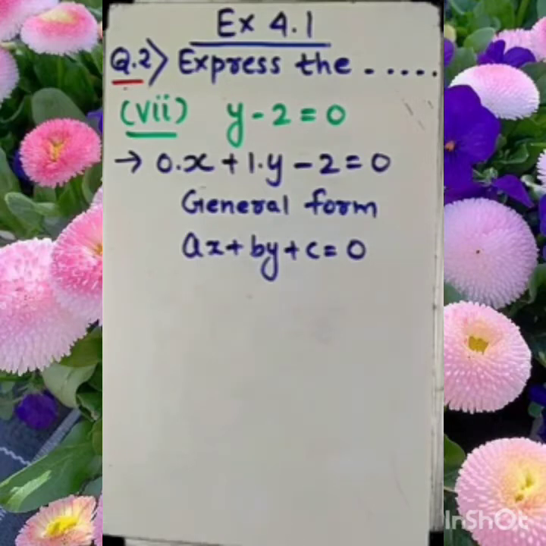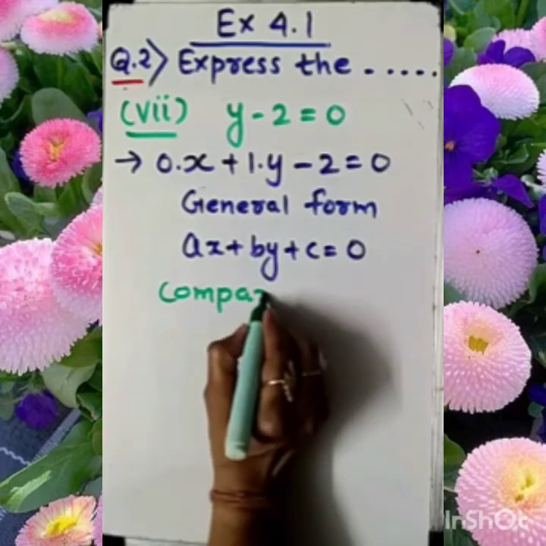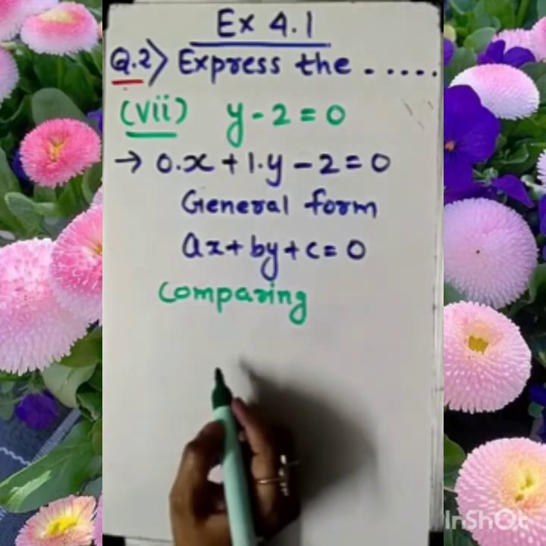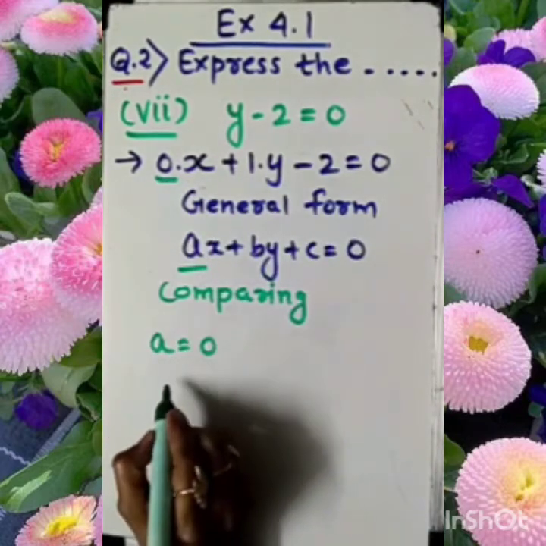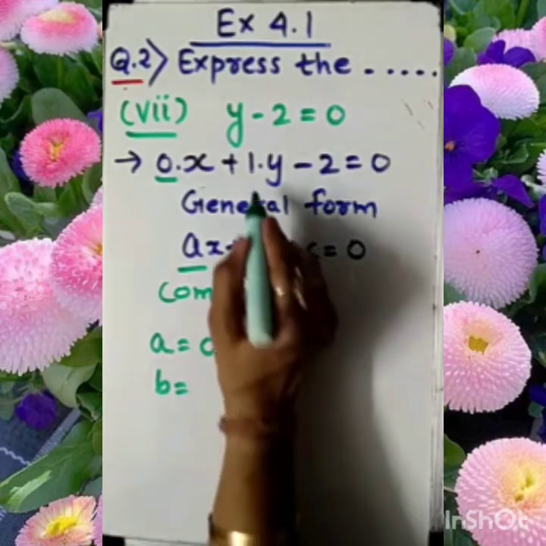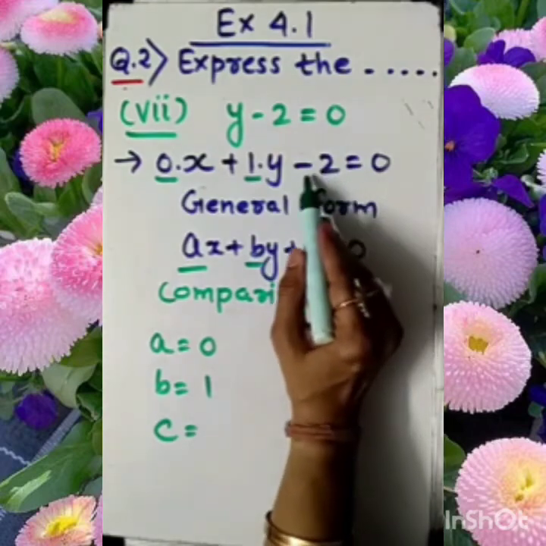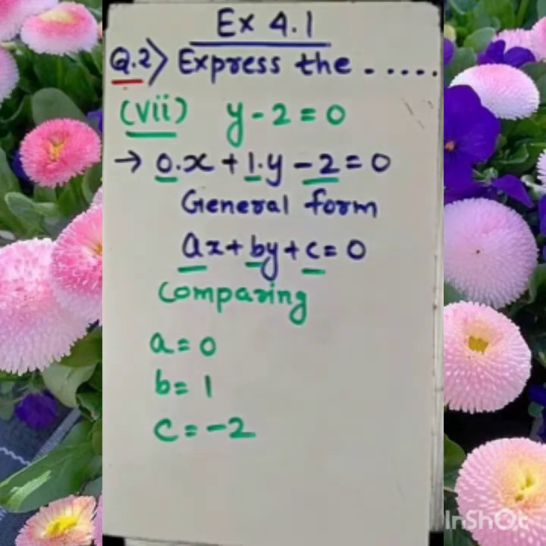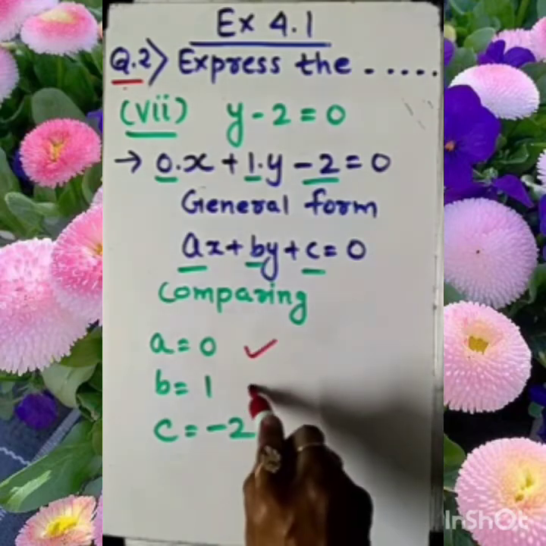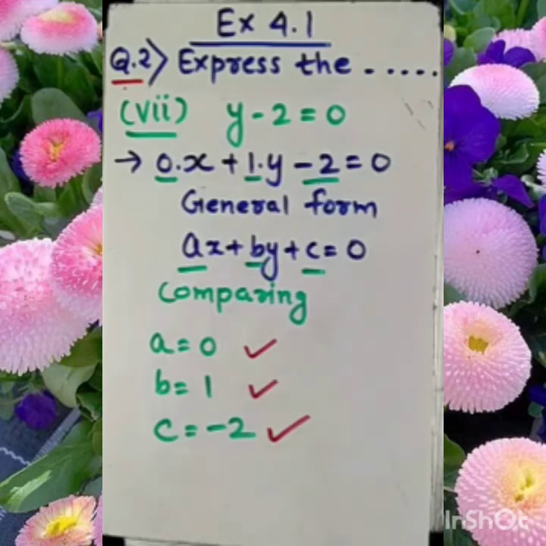Fine. If I compare it with a, now comparing. As usual, we need to compare. So if we compare, then what will be a? Observe carefully. a will be 0. Fine. What will be b? Of course, b will be 1. And c is the constant term along with the sign, so it is minus 2. So I am mentioning minus 2. So this is the required result. The value of a equal to 0, value of b equal to 1 and value of c equal to minus 2.